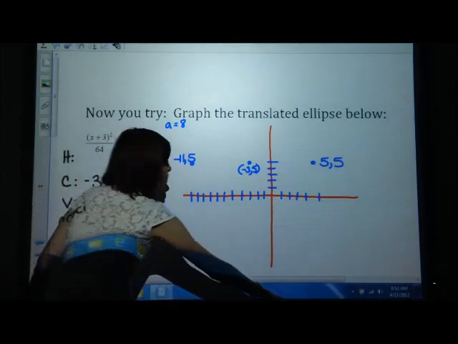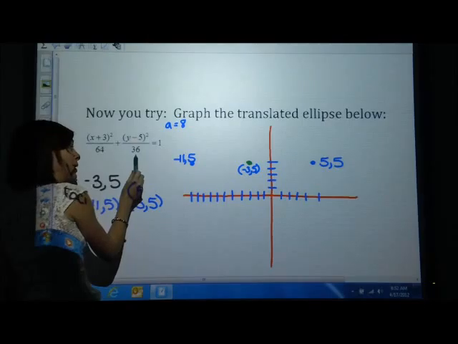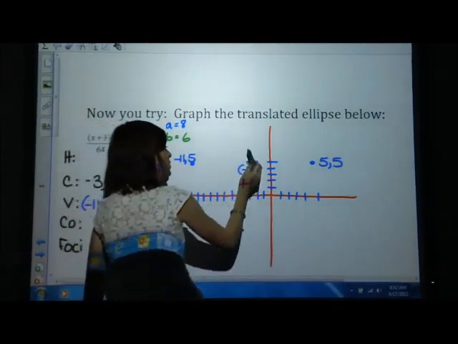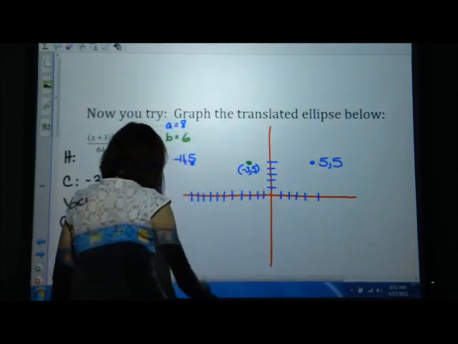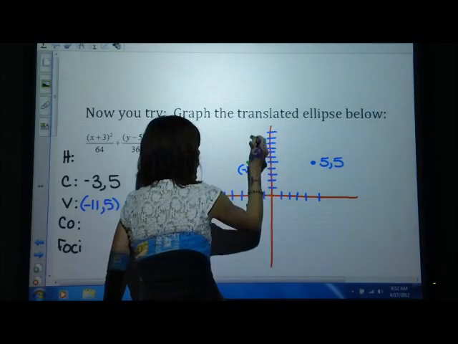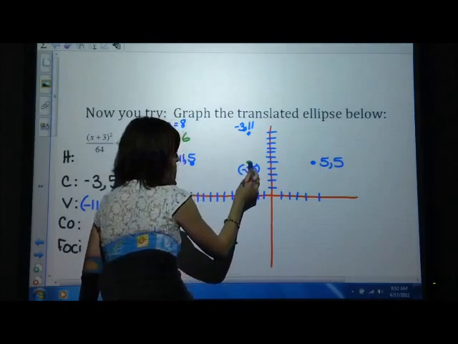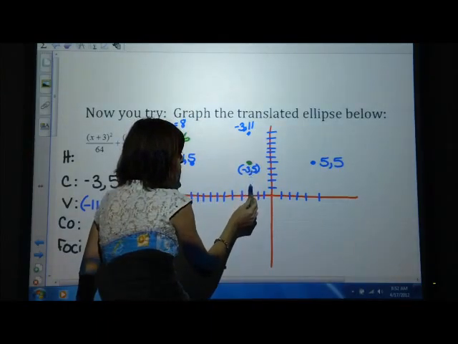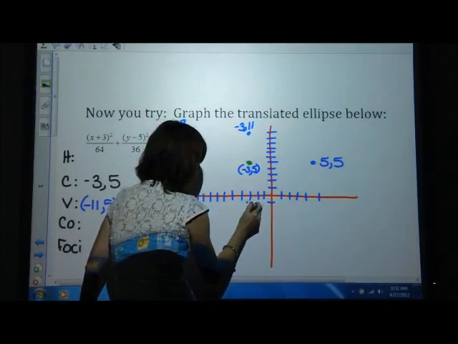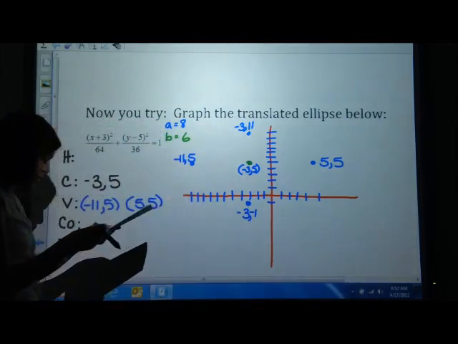Now I'm going to go to my co-vertices. So from my center point, I'm going to go B. And my B squared is 36, so my B is 6. So I'm going to go up 6, down 6. So from 5, I'm going to go up 1, 2, 3, 4, 5, 6. So I'm going to be at the point negative 3, 11, and I'm going to go down 6. So 1, 2, 3, 4, 5, 6. So I'm going to be at negative 3, negative 1. Did I do that right?